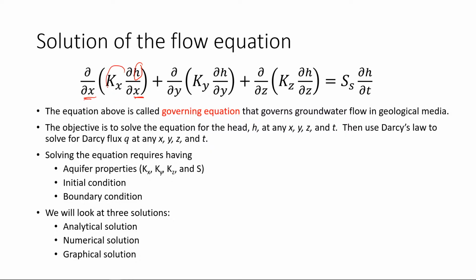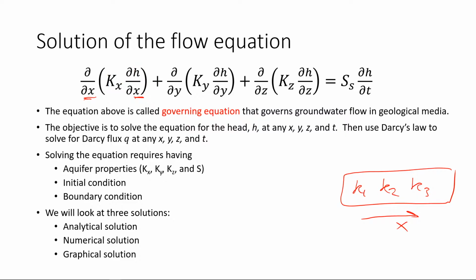But we see hydraulic conductivity is also varying with x, because remember, this is our aquifer. It is not homogeneous. You can have a K value here, another K value here, a third K value here, along your x. It is not just non-homogeneous, it could also be anisotropic, so it would be direction dependent. The hydraulic conductivity in the x direction would be different than in the y direction and than in the z direction.